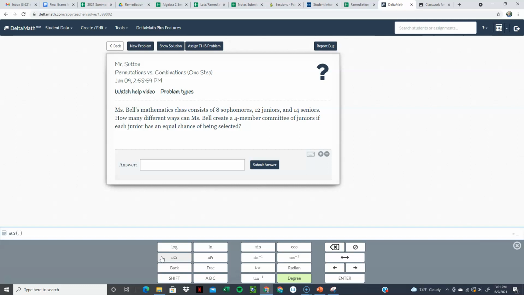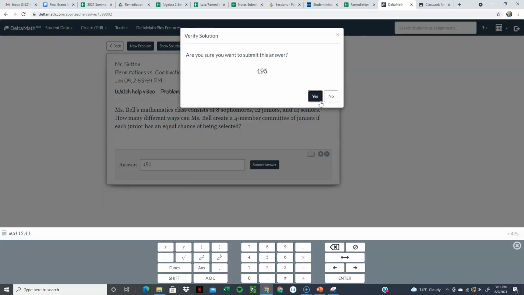So we use this formula, and N is going to represent the total that we're selecting out of. So we're selecting out of the 12 juniors because she's selecting a committee of juniors. So N is going to be 12. And then R represents how many we are selecting. So that would be 4 in this case. And then see, Delta Math spits out our answer over here. So that would be 495. Just going to type that in, submit.